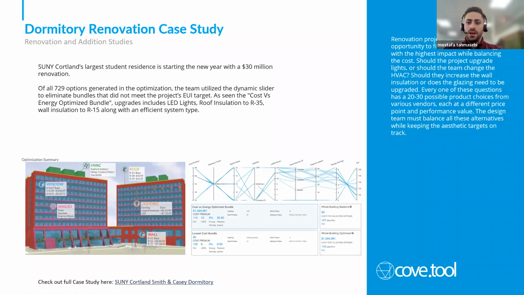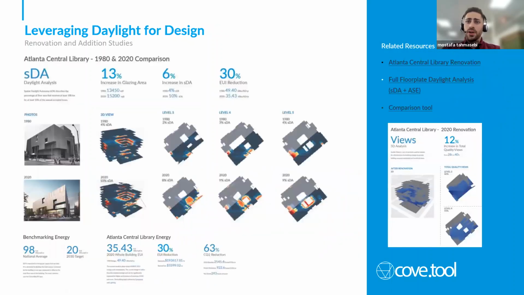So basically narrowing down options from more than 700 options to the one that makes the most sense energy-wise and cost-wise is something that Cove Tool can help with, saving so much time and providing you with the best possible result when you're using it for, let's say, a renovation study. The other example is Atlanta Central Library.